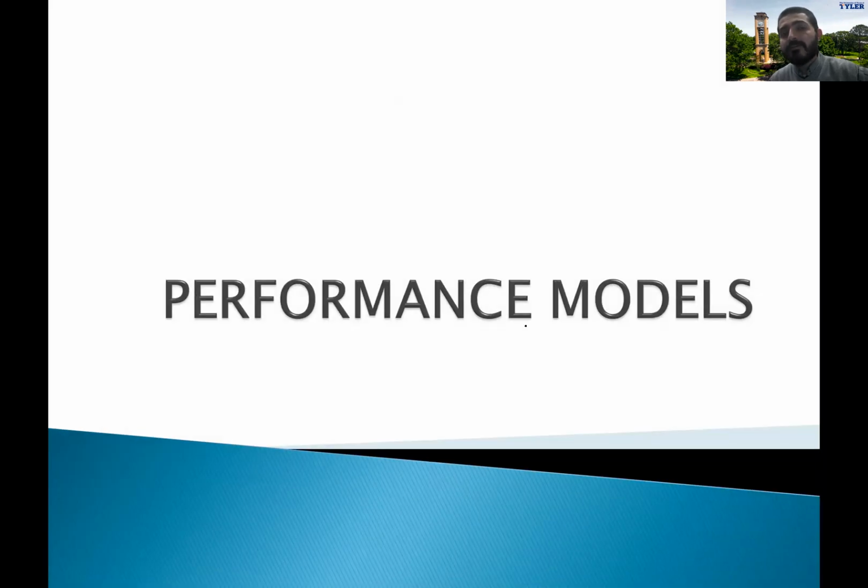So with that, we finish the middle third of this chapter. Next time, we will be talking about performance models. How can we come up with predictive models to predict the future performance of the pavement?